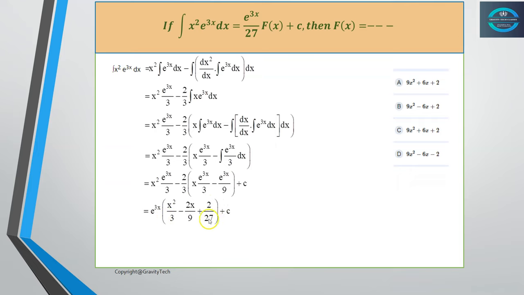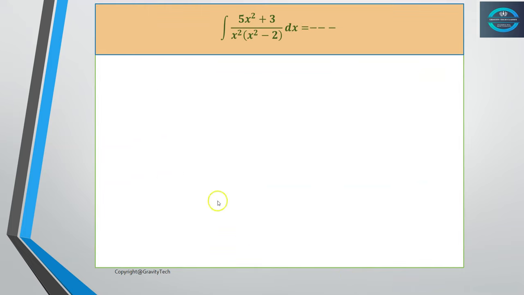So from here 27 can also be taken common. So it will be what? 9x square minus 6x plus 2 plus c. Okay, that's the answer. So what will f of x be? 9x square minus 6x plus 2. Right? Now what is the next question?